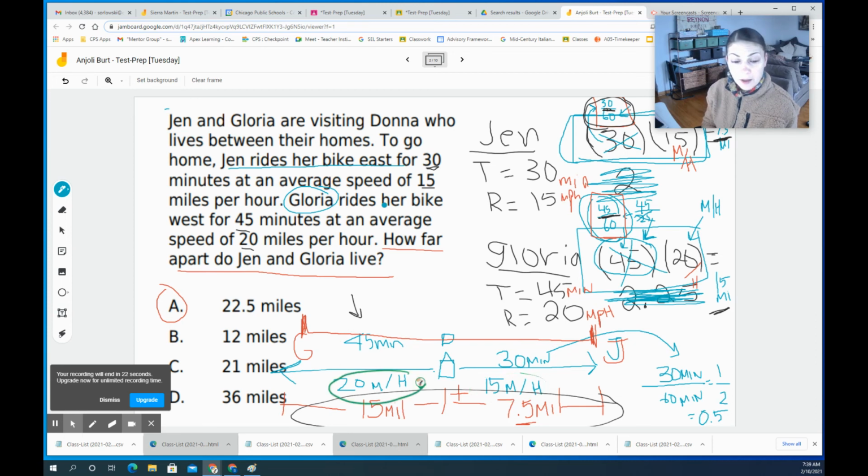So all I have to do is multiply. I take the rate, though. You don't multiply 30 minutes by miles per hour. You have to take that as a rate of an hour. So 30 divided by 60 times 15 gets you 7.5. 45 divided by 60 times 20 gets you 15. And if you add them together, you see that the distance apart is 22.5.